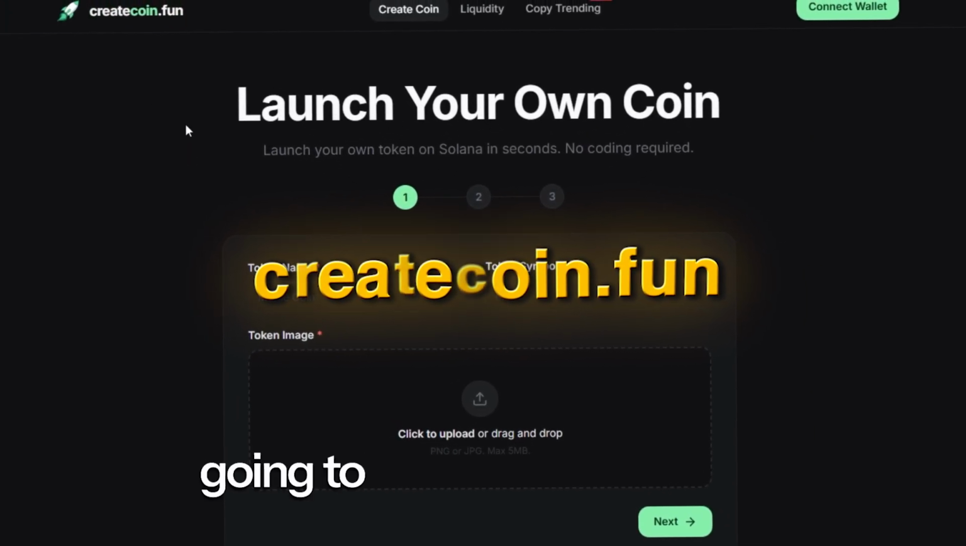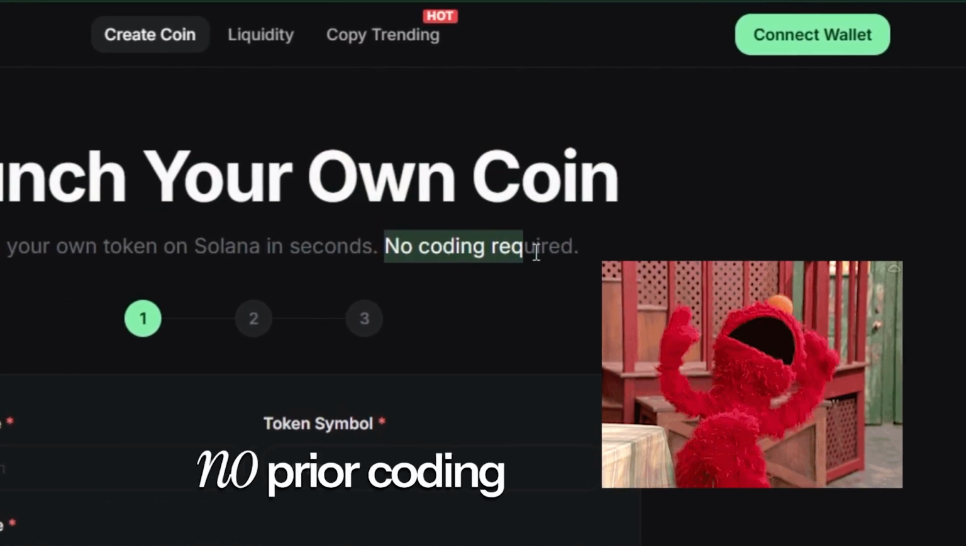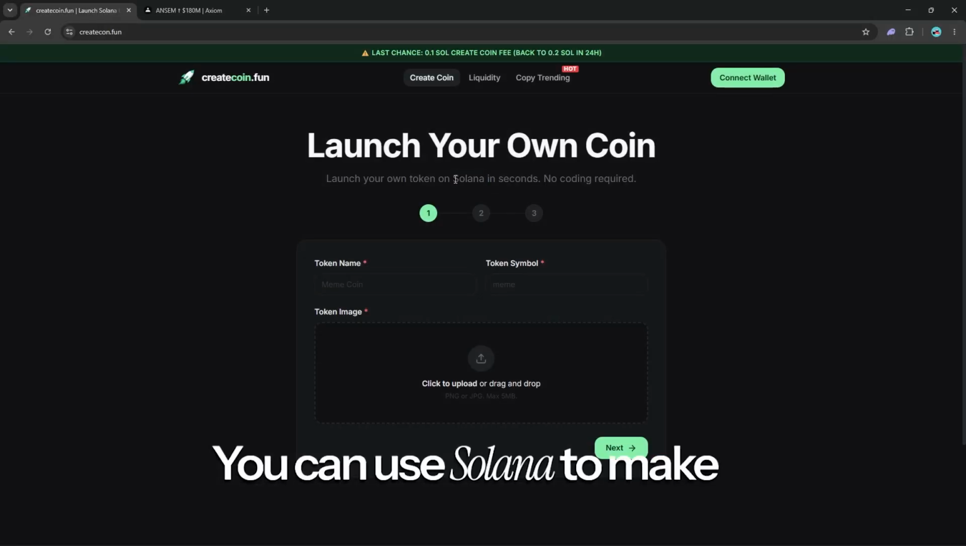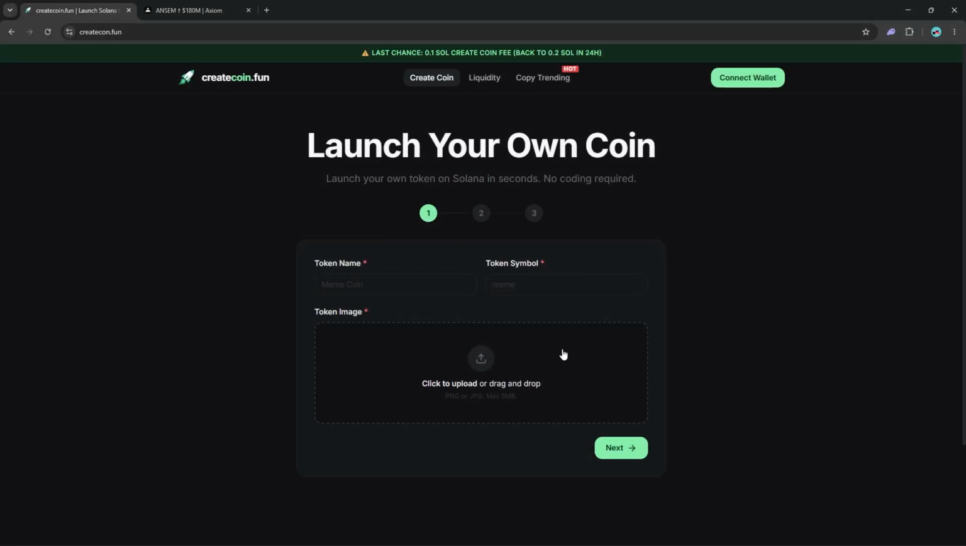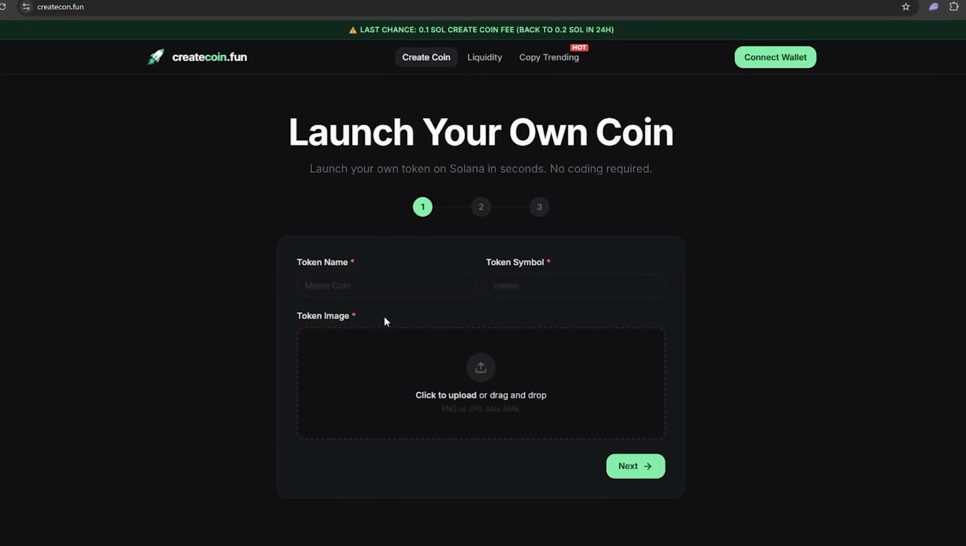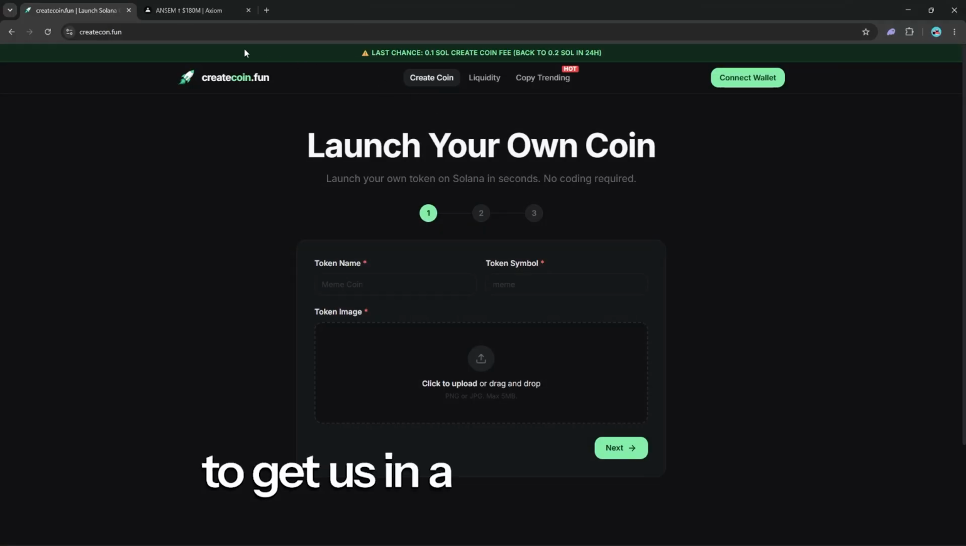This is the site that we're going to use to launch our own coin, okay? This is where you can, with no prior coding experience, you don't need to know any coding, use Solana to make your own coin. You can give it a name and a symbol and you can do what you like with it. This is the platform that we are going to use, okay? Now, what I'm also going to show you is how we can boost this coin, again, with no coding, to get us in a good position.